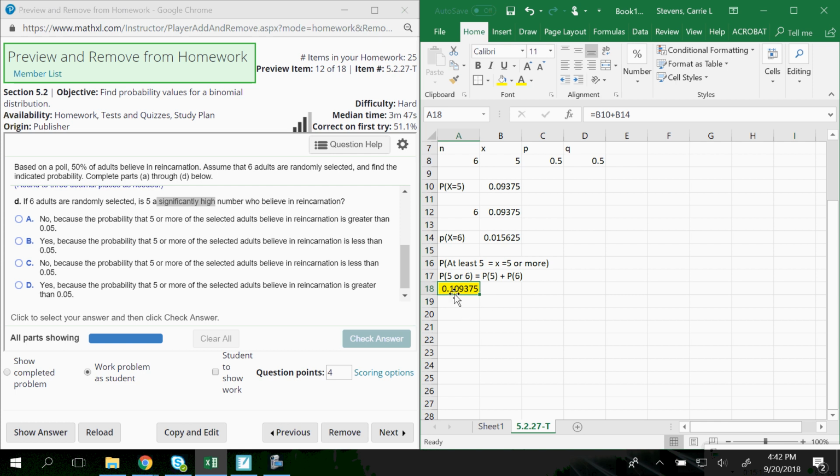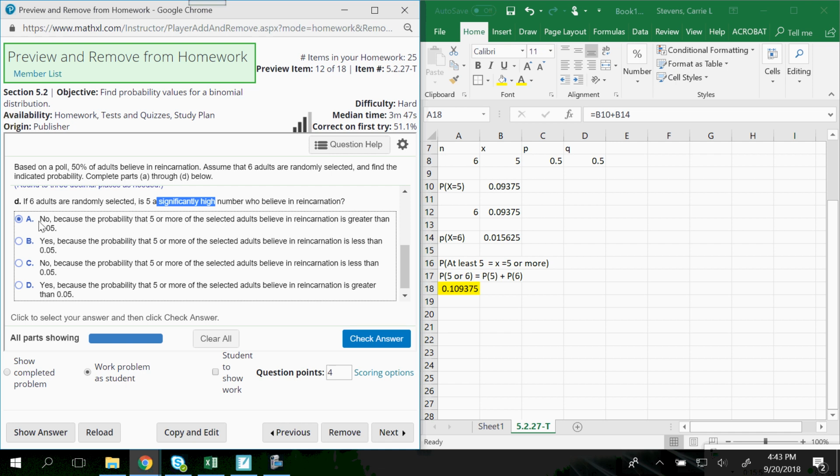So we can see that we have 0.109, which is closer to 10% or 11%, which is not rare. So I would say no, it's not that unusual or unlikely to get either 5 successes or even 6 successes. So 5 is not a significantly high number of people to believe in reincarnation. So it's either going to be A or C, where they both say no, but let's read them carefully. Either A, no, because the probability that 5 or more of the selected adults believe in reincarnation is greater than 0.05.